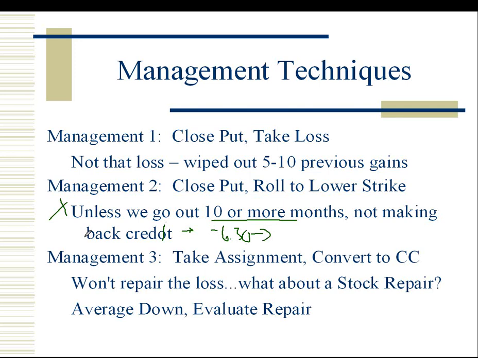It's perfectly fine. Roll down your covered call 12 months out in time to a lower strike price, or roll your put out 12 months out in time to a lower strike. You'll get most of that credit back and it's fine.